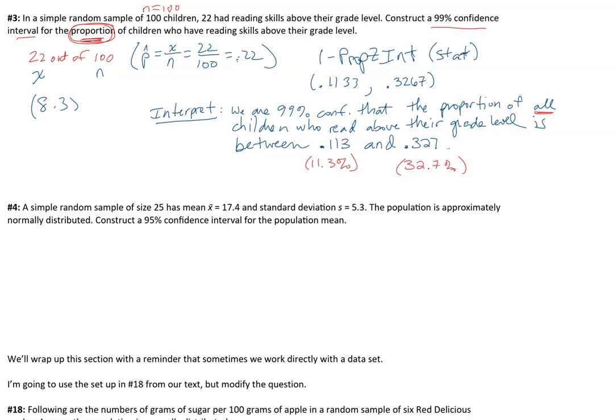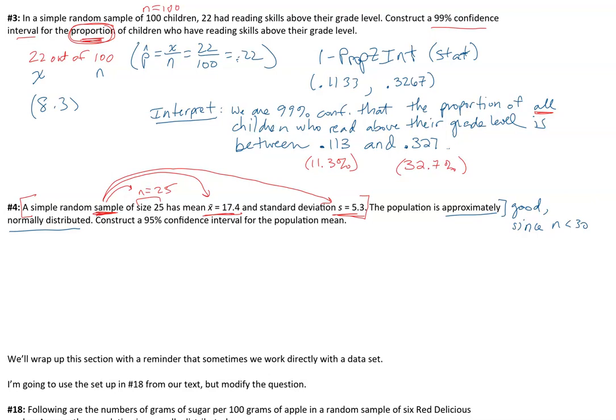All right, let's do the next one, number 4. A simple random sample of size 25. So there's our n. We're back to a sample mean of 17.4, and then standard deviation. First of all, notice there's an S, and then notice this first sentence is all one sentence about the sample. So we're talking about the sample size, the sample mean, and the sample standard deviation. Compare that to number 2. You might go back and look at that. All right, and the population is approximately normally distributed. That's good, since our sample size is small.